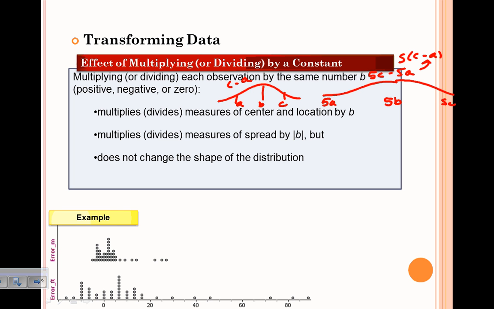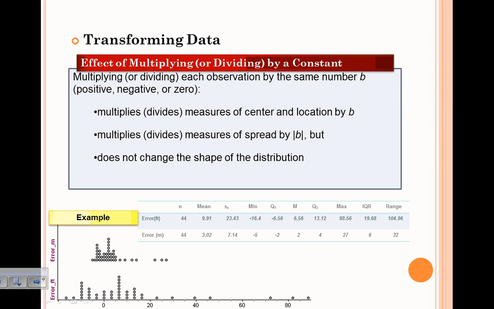But the general shape would not change. If it was skewed left, it will still stay skewed left. If it was symmetric, it will still stay symmetric. And again, here's an example so you can see what's going on.